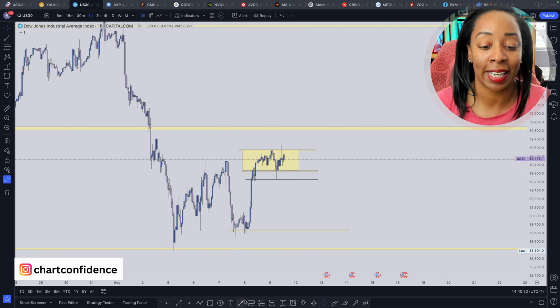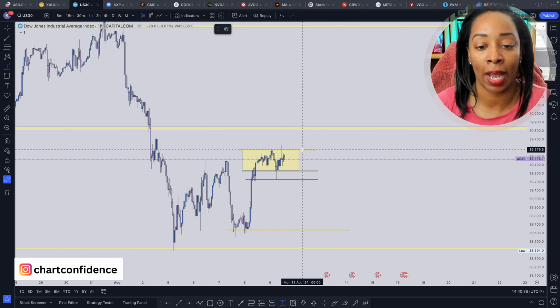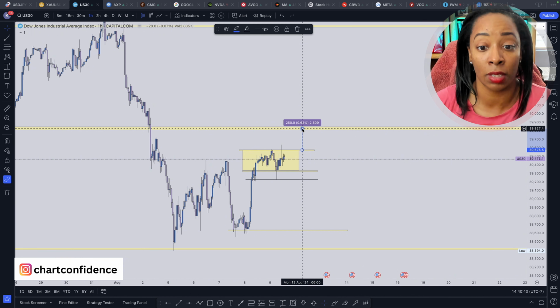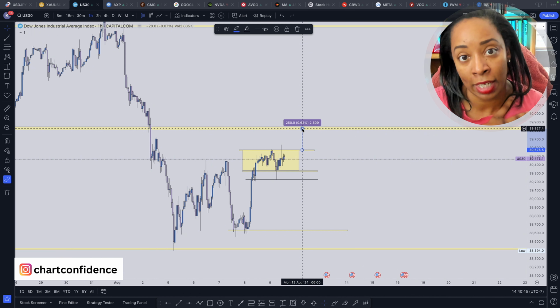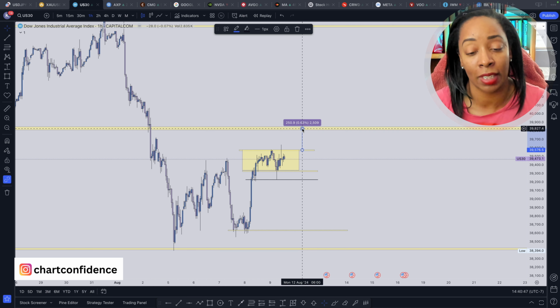So in terms of my game plan for this upcoming week, the first thing I want to figure out is how much range is this? Okay, so this is a decent range. It's about 250 points. It fits within my trading plan. If it fits within yours, then this could be something that you could trade.